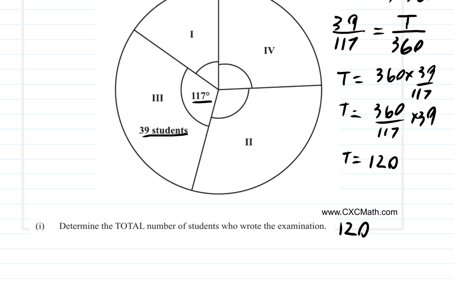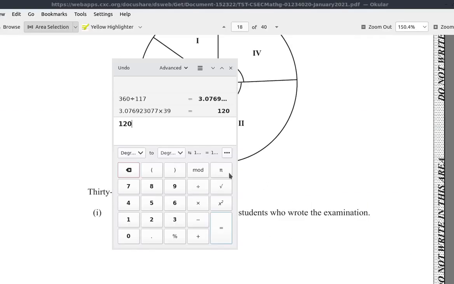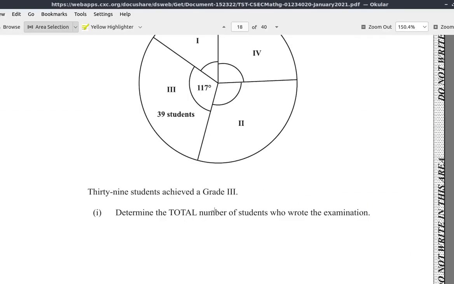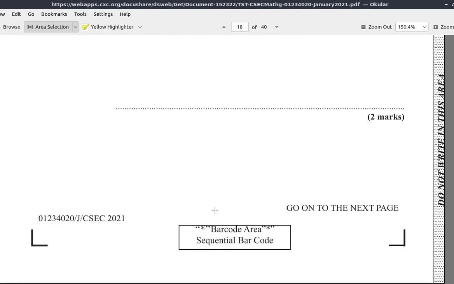Is that what you got? Remember, if that's not what you got, you have two things to do. Closely examine what I did to see if I made any mistake. Or if I didn't, redo the question without looking back at what I did to try and get the 120. Alright? So let's look at what else they say you're to do.